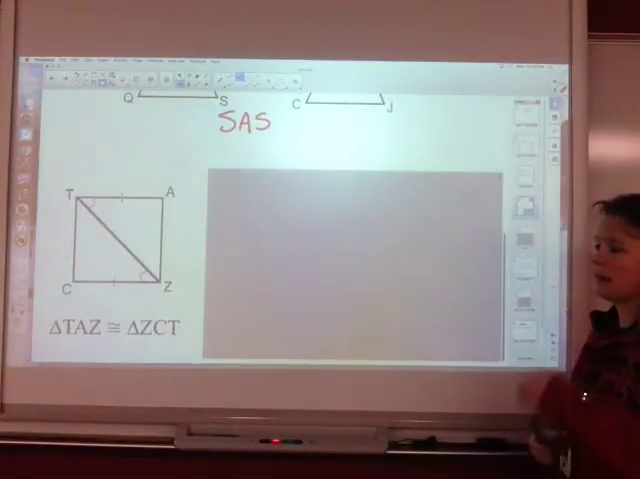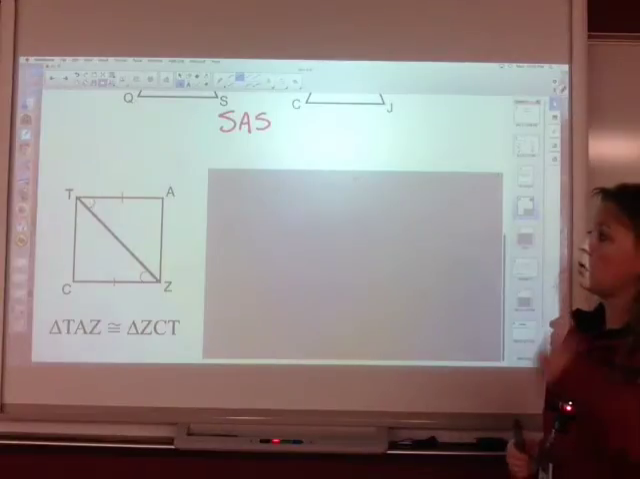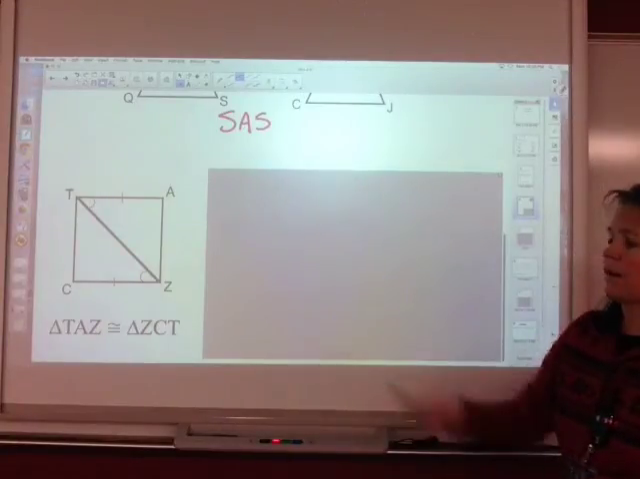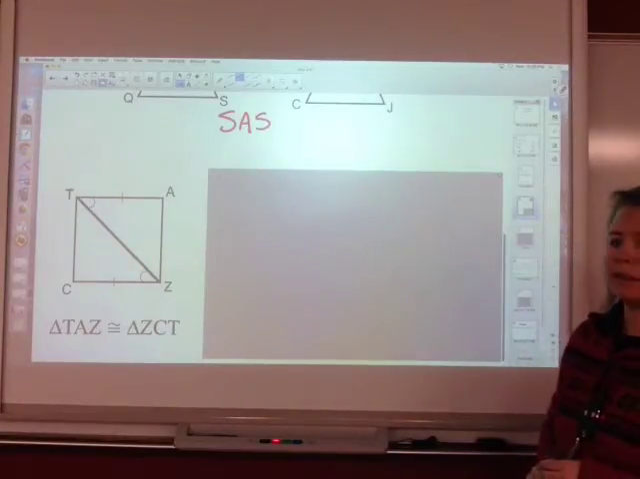Next one, go ahead and take the time to draw that triangle. The two triangles with the box. Write the congruent statement underneath. Pause it here.